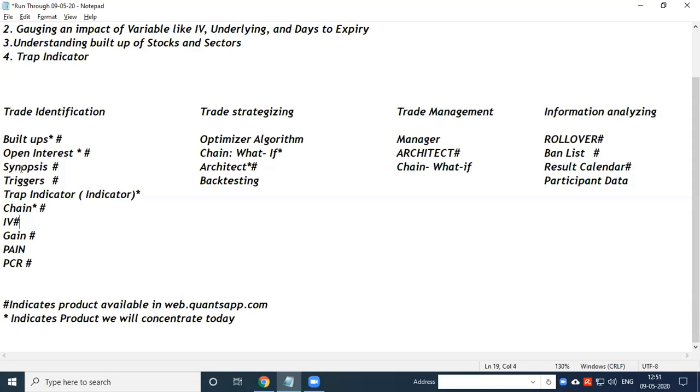Then Synopsis is a product. Basically, it's more of an intraday one. So someone who wants to do a quick 10-15 minute trade can look at the Synopsis at around 9:30, 9:45, and see which are the strikes and which are the stocks showing momentum. So if I look here, one sec.